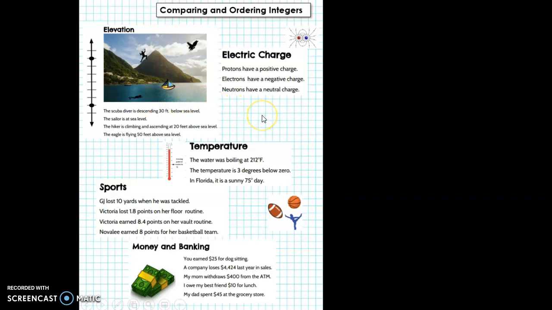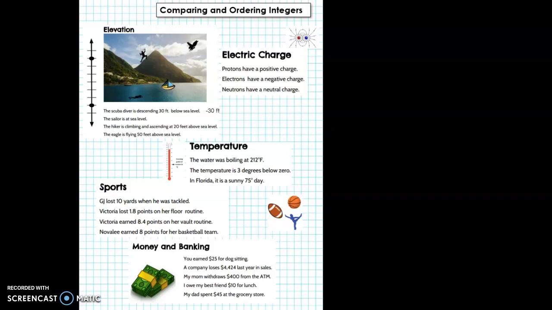There are specific numbers that match up with these descriptions. According to this, the scuba diver is descending 30 feet below sea level. This number is written as -30 feet. Please write all of these down as we go through them.